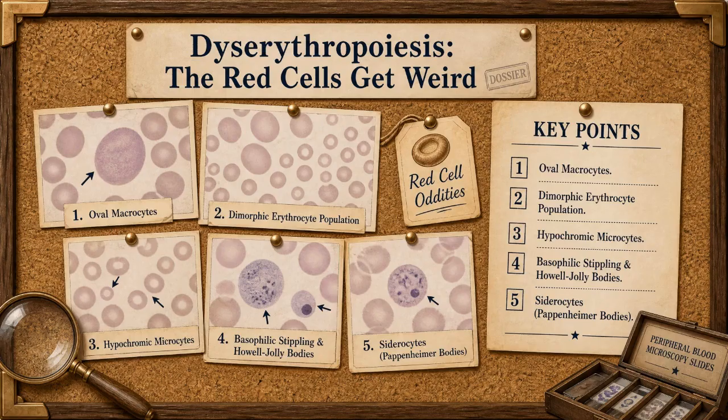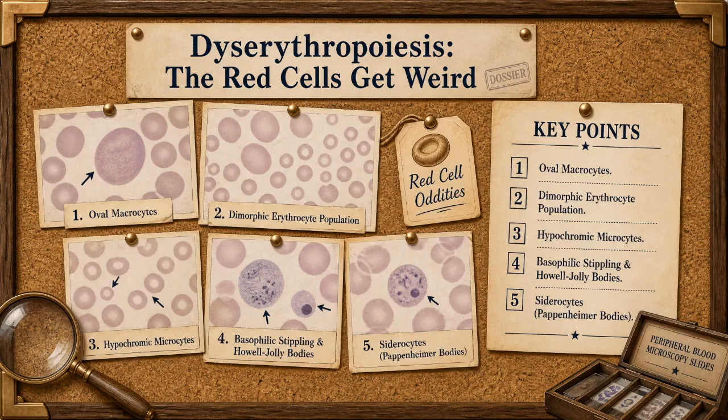Beyond these, you'll see general poikilocytosis, meaning a variety of abnormally shaped red blood cells. Keep an eye out for basophilic stippling, which are coarse, dark blue granules within the red cells, indicating abnormal ribosomal aggregation. You might also spot Howell-Jolly bodies, which are small, round, dark blue inclusions representing nuclear remnants that should have been extruded during maturation. And finally, siderocytes, also known as Pappenheimer bodies, are red cells containing non-heme iron granules, often visible with a Prussian blue stain.